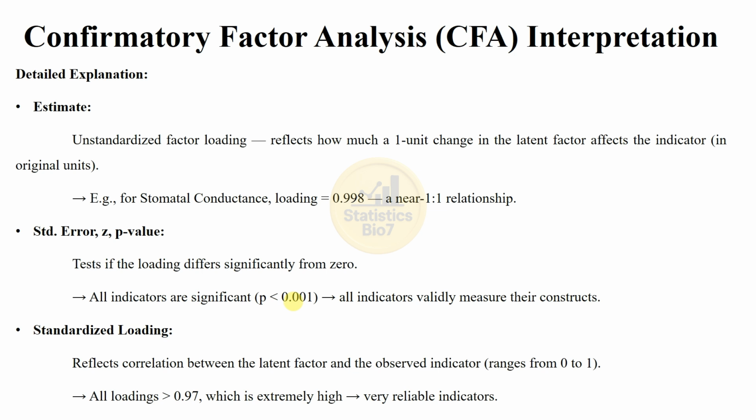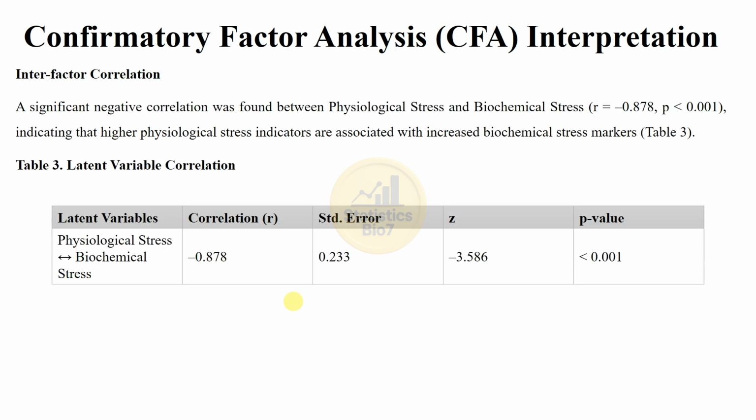All loadings are higher than 0.97, which is extremely high, so these are very reliable indicators. The third one is the table for latent variable correlations, the interfactor correlations. A significant negative correlation was found between the physiological stress and biochemical stress.